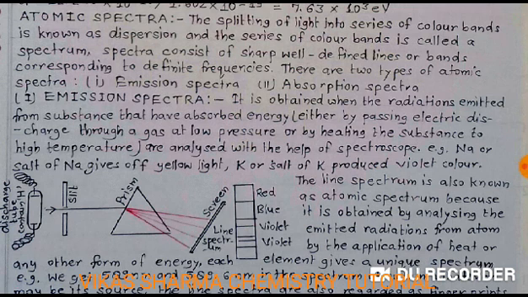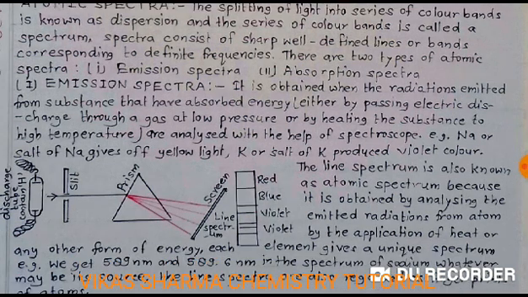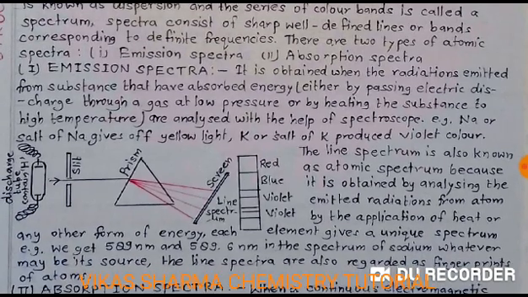The line spectrum is also known as atomic spectrum because it is obtained by analyzing the emitted radiations from atoms by the application of heat or any other form of energy. Each element gives a unique spectrum. Example, we get 589 nanometer and 589.6 nanometer in the spectrum of sodium. Whatever may be its source, the line spectra are also regarded as fingerprints of atoms.